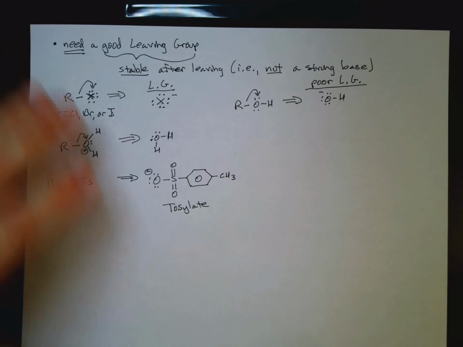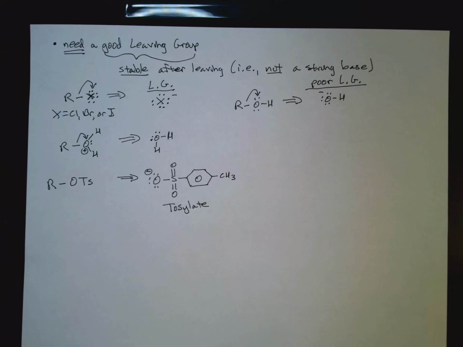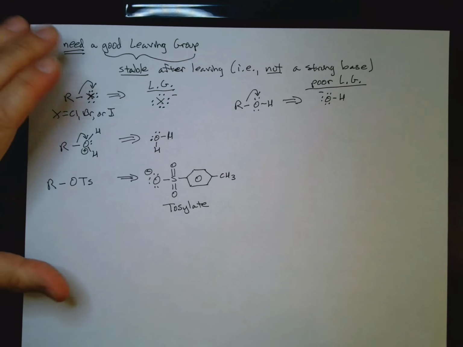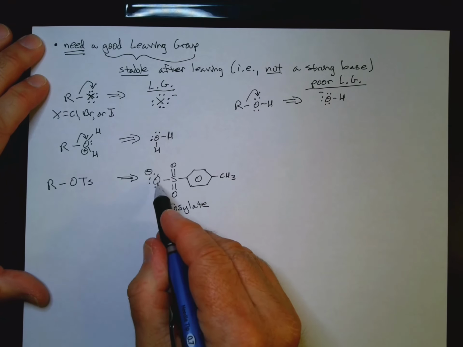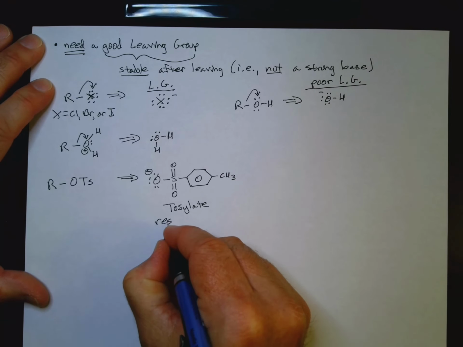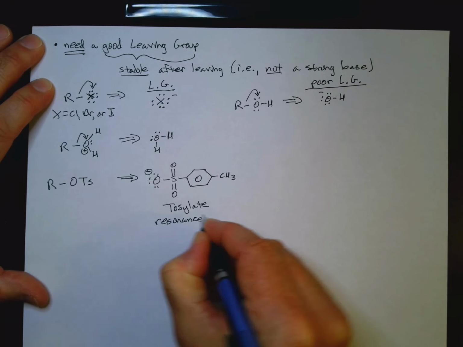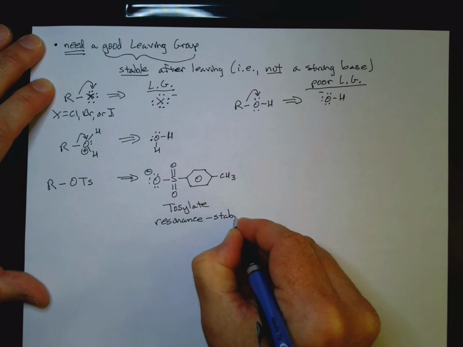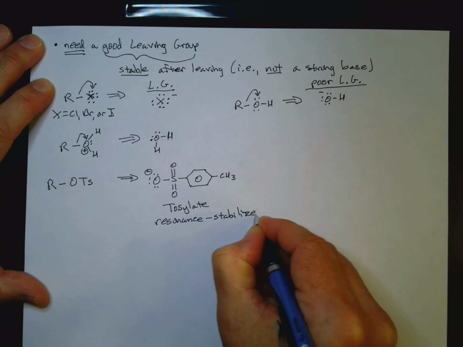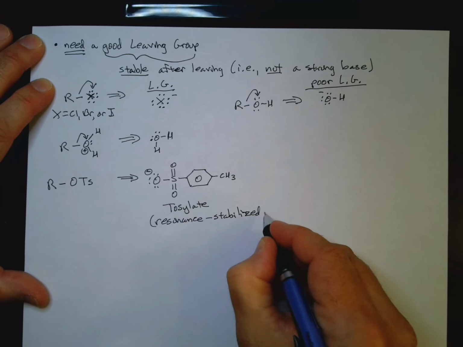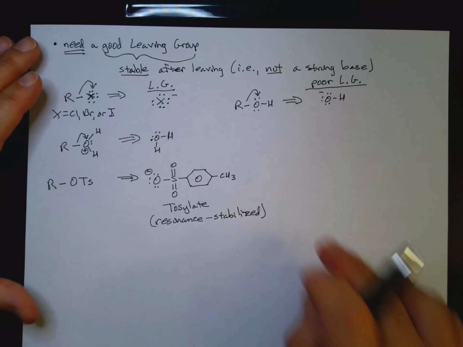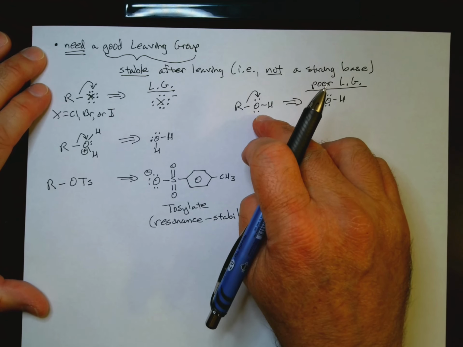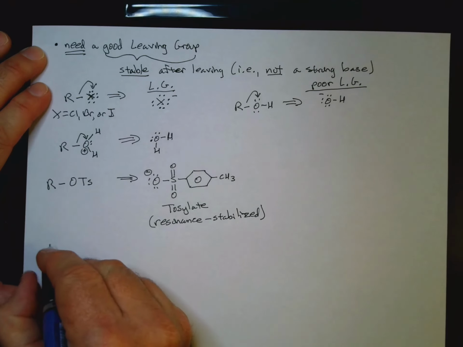So there is our tosylate here, and this is a great leaving group. It's resonance stabilized. And that's one way to turn an alcohol into a good leaving group.